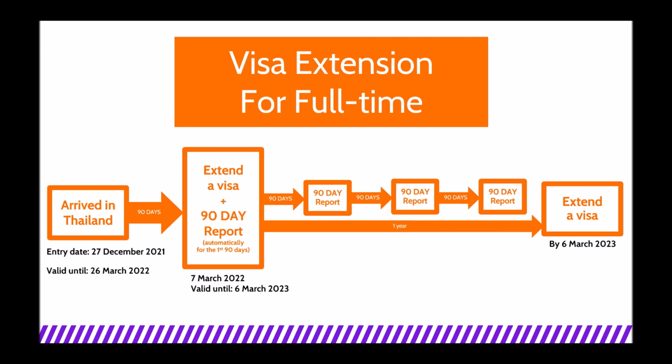After the first time you extend the visa, your visa will be valid for a year. So if you extend the visa on the 7th of March 2022, your visa will expire on the 6th of March 2023. So you can extend your visa for a year. And of course, don't forget to do the 90-day report every 90 days.